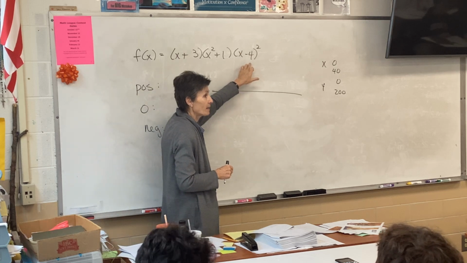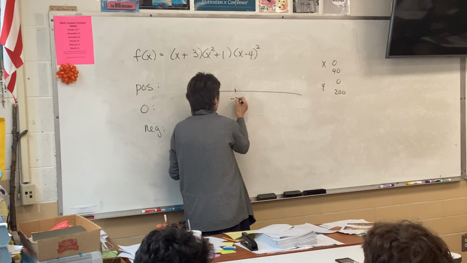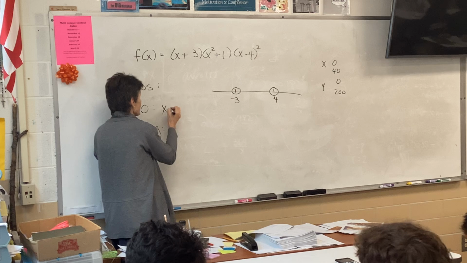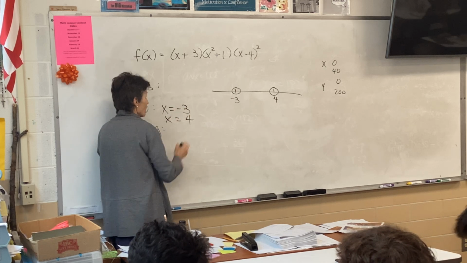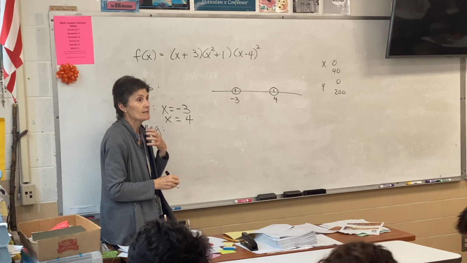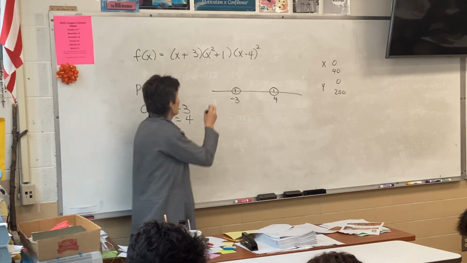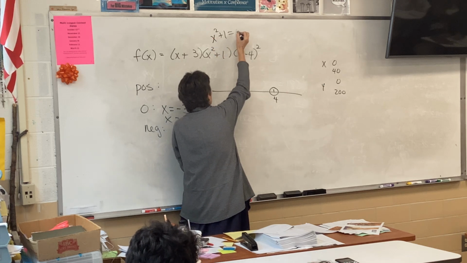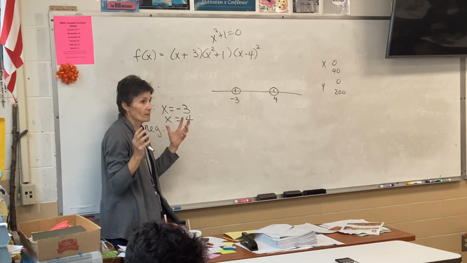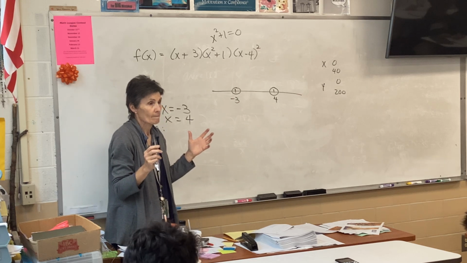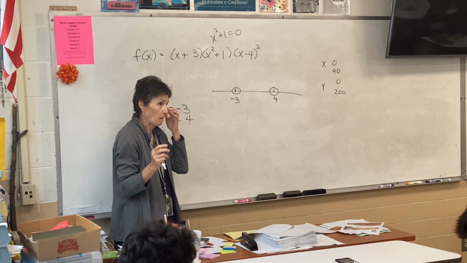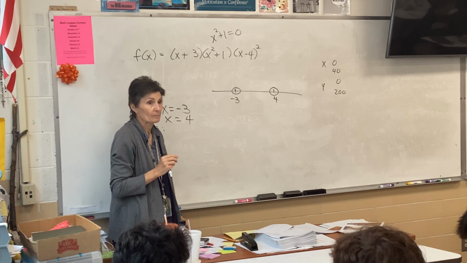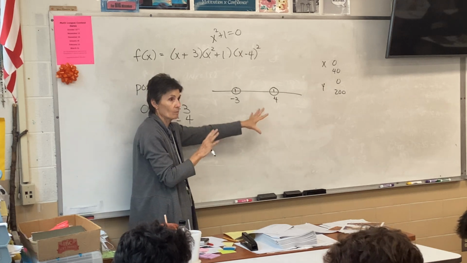And this one would be at 4. So at negative 3 and 4, we are 0. That's where this polynomial equals 0. Does everyone understand that that factor right there cannot equal 0 in real number land? Because if you subtract 1 and take the square root, you'll be imaginary. Okay, so this is where I'm 0.